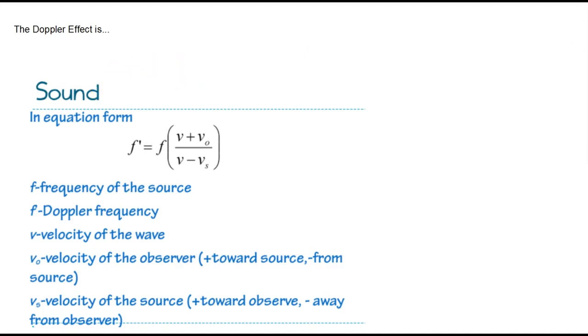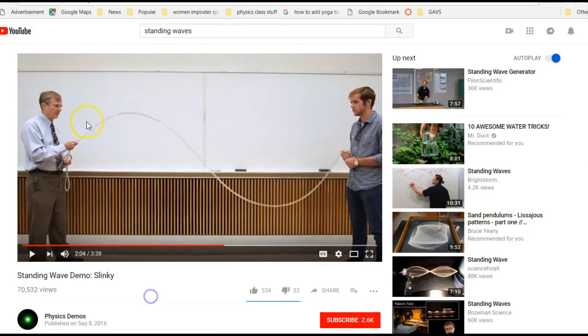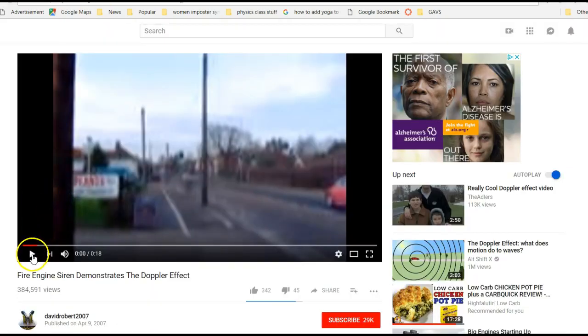For Doppler effect, the Doppler effect is an apparent change in frequency due to the relative motion of an observer or a source. So it's when a sound sounds like it has a different frequency, but it really doesn't. I'm going to give you a really quick example of that. This is a little obnoxious, but it's a very, very short video.